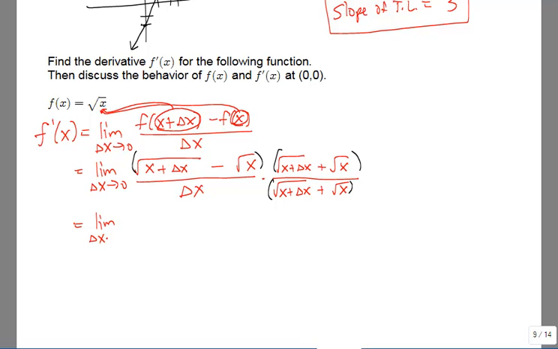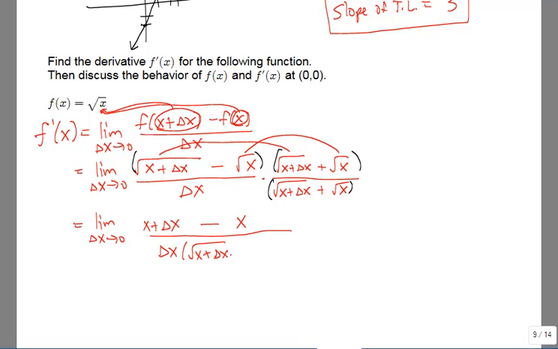So since this is a difference of squares pattern on the top, the inners and the outers will cancel each other out every time. So all that's going to impact our final answer is the first times the first, which is just x plus delta x without the square root, minus the last times the last. And square root of x times square root of x is just the x without the square root. In the denominator, you do not want to FOIL. Just leave that delta x out front, and then in parentheses, write that conjugate down.